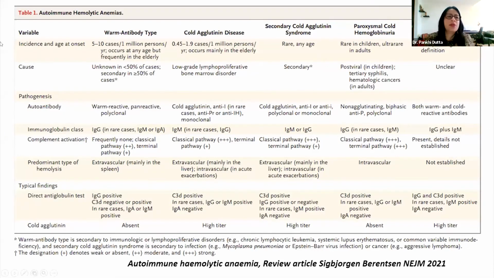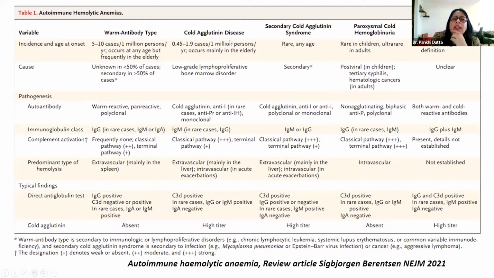So again, just to sum up, all autoimmune hemolytic anemias could be either the warm antibody type or the cold type. In the cold type, please be clear that there can be two types: the primary and the secondary cold agglutinin syndrome. These are terminologies that are used. When it is secondary to, say, an infection, often a viral infection, it is called secondary cold agglutinin syndrome.